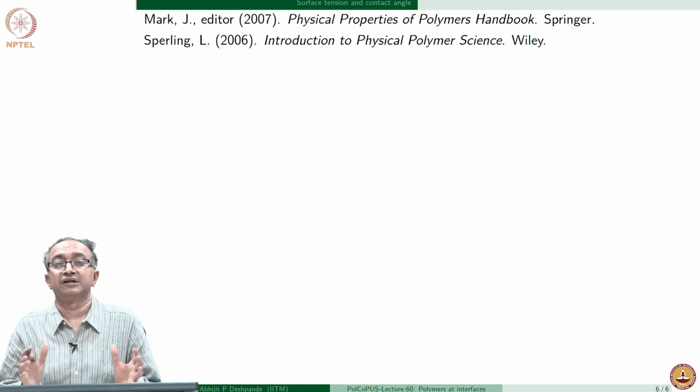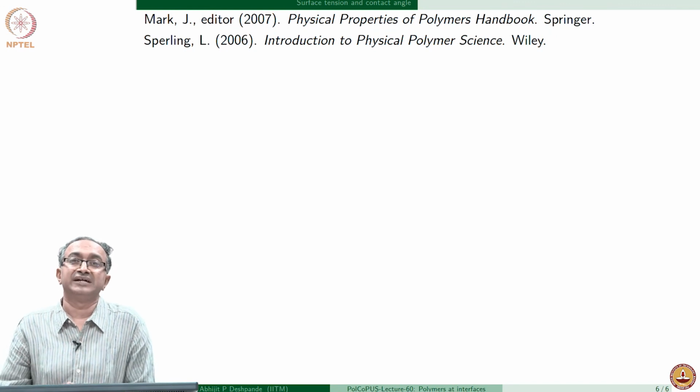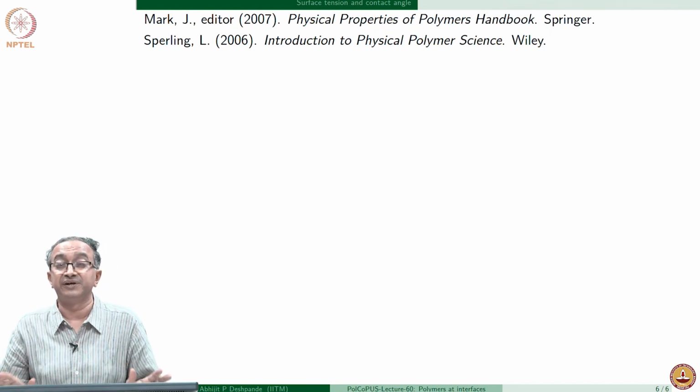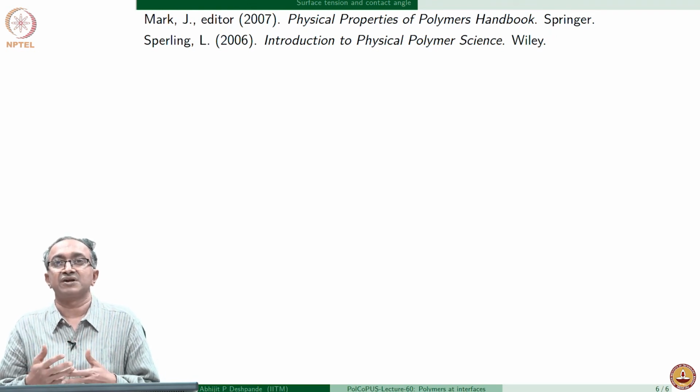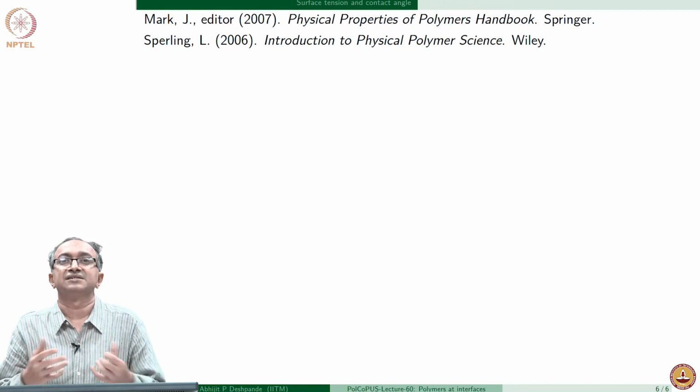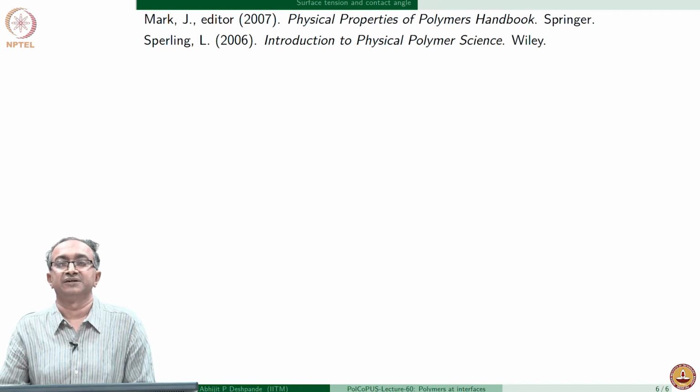So, with this we will close the lecture related to the interface in polymers. I hope you have been able to get an idea that why interfaces are different compared to bulk, and how using surface tension and contact angle we can characterize some of the differences of polymeric interfaces.